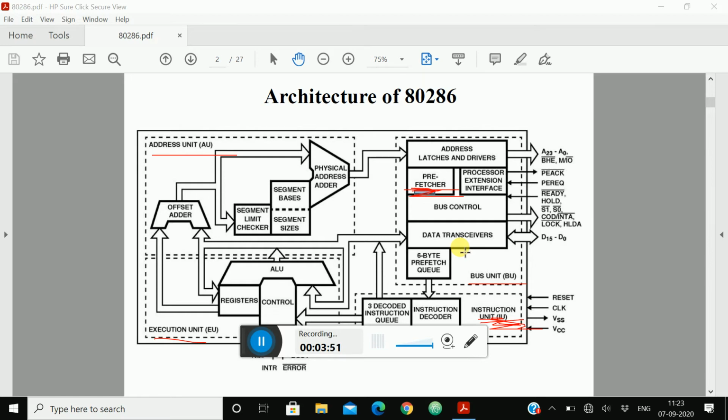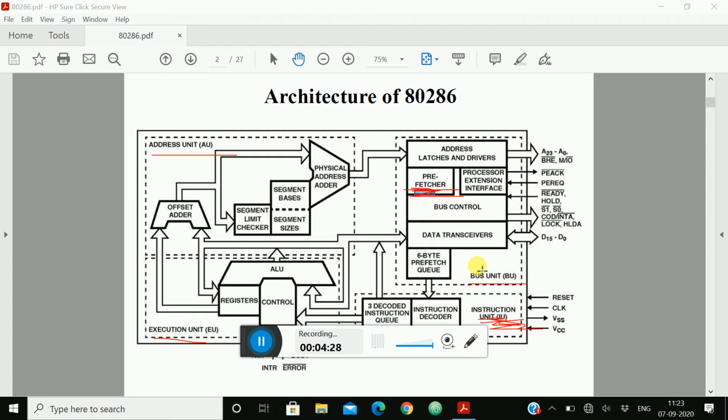Now let's move to the address unit. Let me first tell what the address unit does. It calculates the physical address that is to be sent out to the memory or input output by the bus unit.